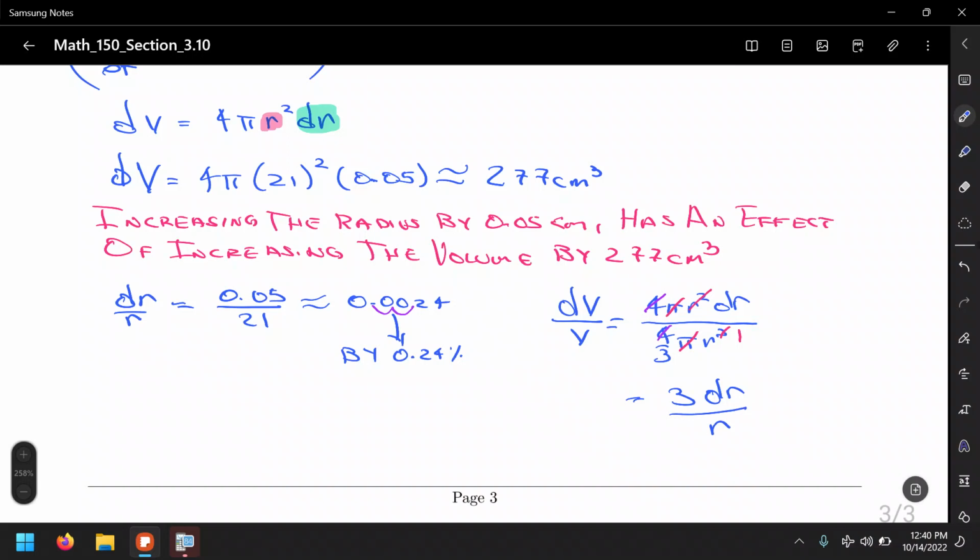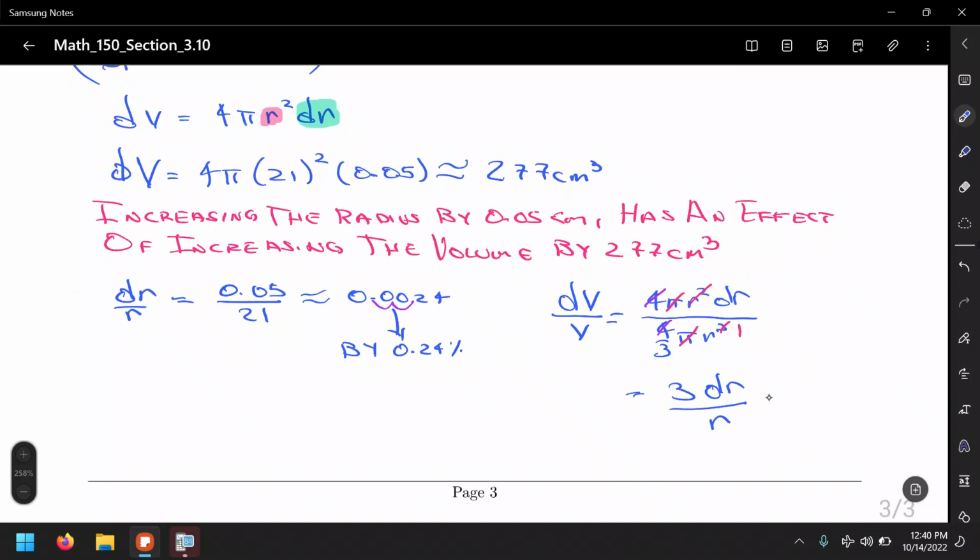You guys following me here? Well, this is the same as saying simply 3 dr over r, but what's dr over r? Didn't we compute it before? This is 3 times 0.0024, and if we multiply these two numbers, we get approximately 0.007, which in percent is 0.7%. How about we write a statement here, a sentence to summarize this result?